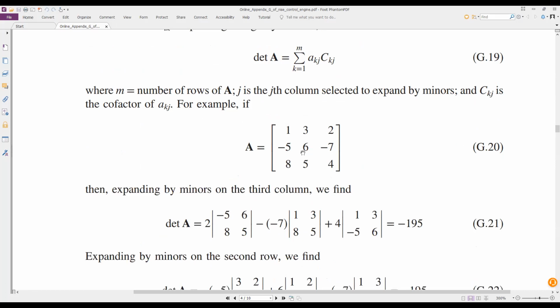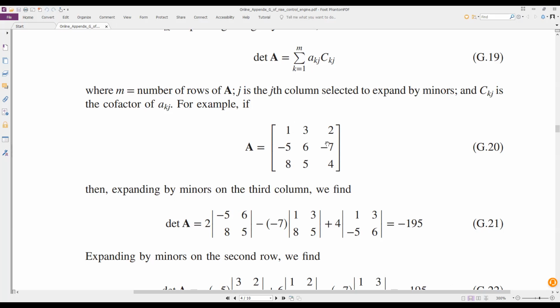Okay, now see, for example, if this matrix A is given, then determinant of A, by expanding by minors on the third column, we find minors in the third column to calculate determinant of A. That means, first of all, minus 5, 6, 8, 5. So if you take this one, then you have to remove this on the third column.